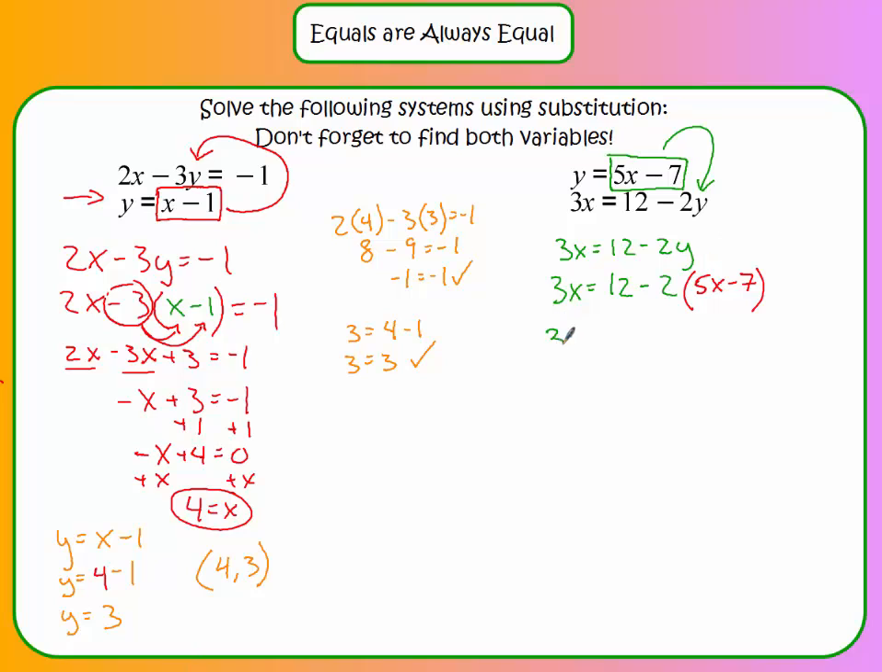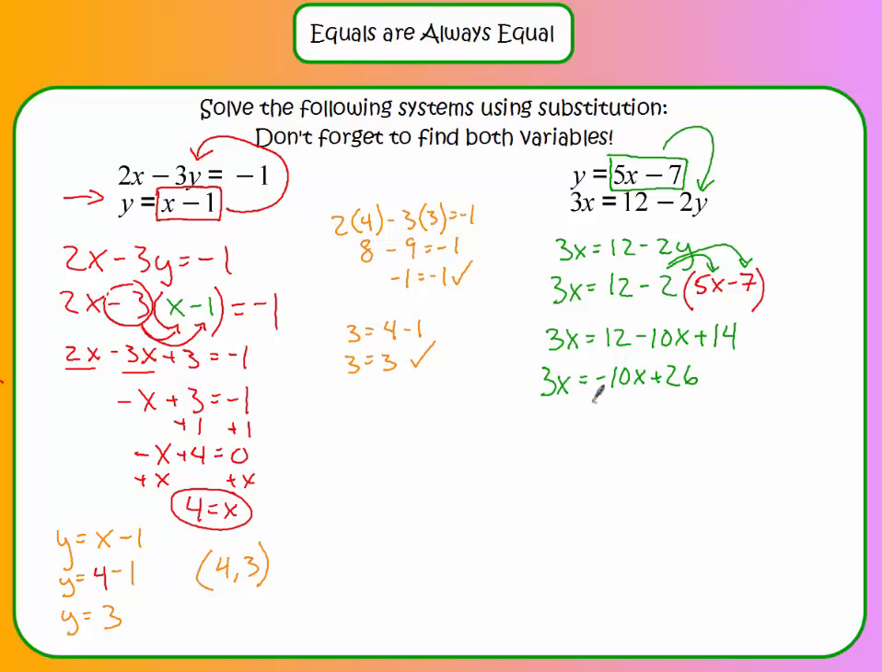So when I simplify this, 3x equals 12. Now again, I need to distribute. This is a negative 2, negative 2 times 5x, and negative 2 times negative 7. Negative 2 times 5x is going to say negative 10x, and negative 2 times negative 7 is a positive 14. Okay, be careful with our algebra here. So this tells me now I have, let me combine some like terms. I have a positive 12 and a positive 14. So that's going to tell me I have negative 10x plus 26.